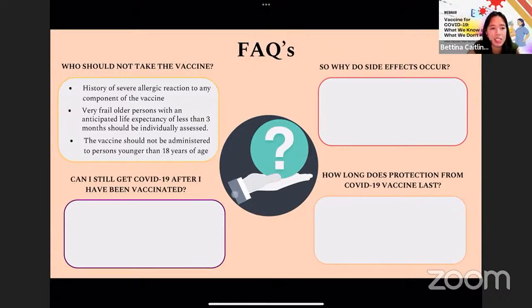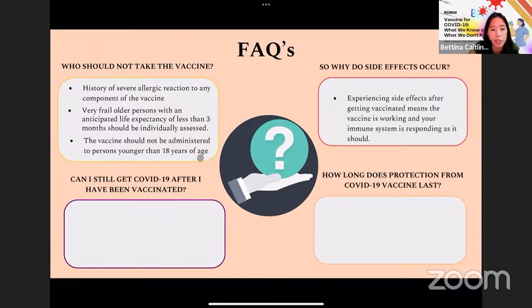The next question is, why do side effects occur? The side effects usually occur within the first few days of getting the vaccine, and we all know this because we have been briefed while we are in the vaccination site. Experiencing side effects after getting vaccinated means the vaccine is actually working and that our immune system is responding the way it should. So vaccines are safe and getting vaccinated will help protect us against COVID-19.